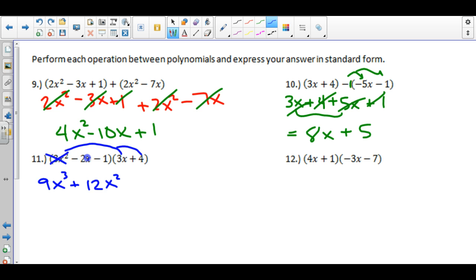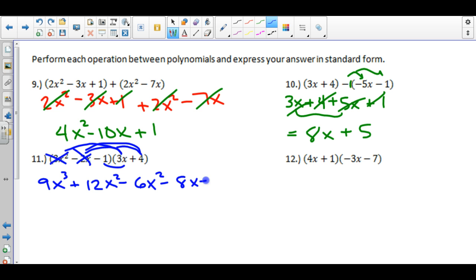Go on to the next one. So negative 2x times 3x is negative 6x squared. I have a negative 2x times a positive 4, which is negative 8x. So now I'm all the way done with this one. And last, you're going to distribute the negative 1.